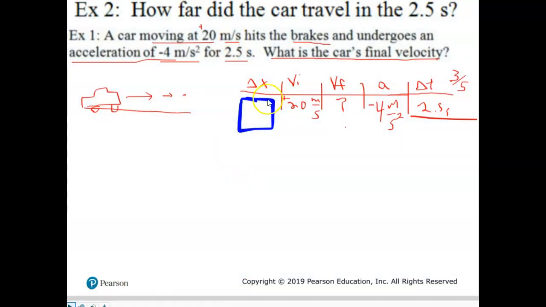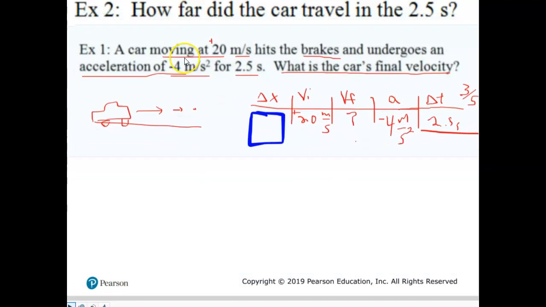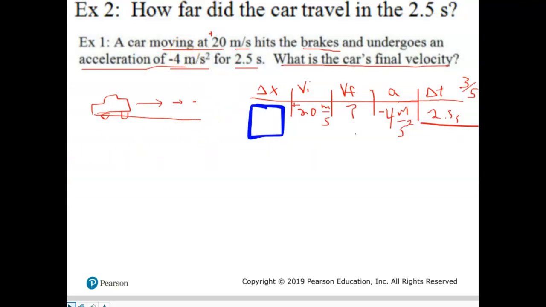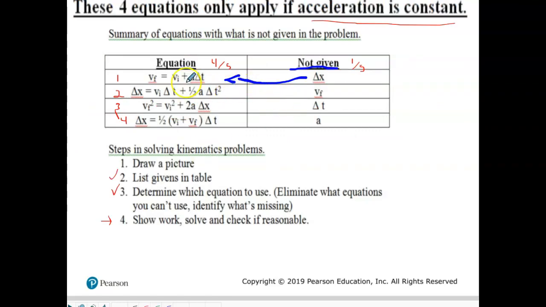Now we're just looking for how far the car traveled. So we're no longer doing this aspect of it. So how far it traveled is basically part B, and we're solving for delta x. So we need an equation with delta x. Luckily, we have equations with delta x in it. The only equation we can't use is number 1 because it doesn't have a delta x. So we can use any of these equations, 2, 3, or 4. And I would say pick the one that looks easiest. So whatever one you feel is easiest, I would select.